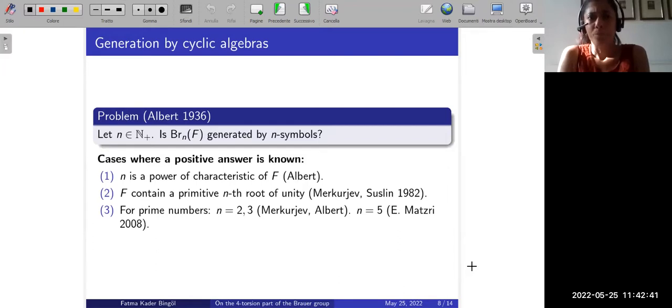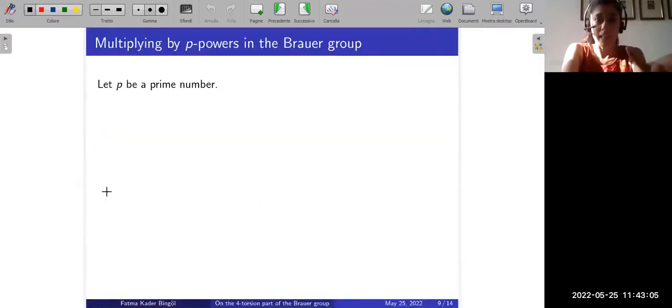Okay, so I want to give the argument, and to do so, I will first work on the p-power torsion part of the Brauer group and make some observations related to the case of suitable primitive roots of unity, and then concentrate my attention on the 4-torsion part. Okay, so let's start. Let p be a prime number. Our argument is based on two results that I'm going to present now.